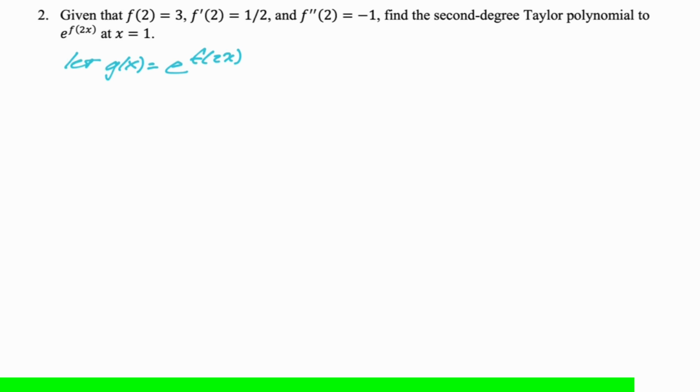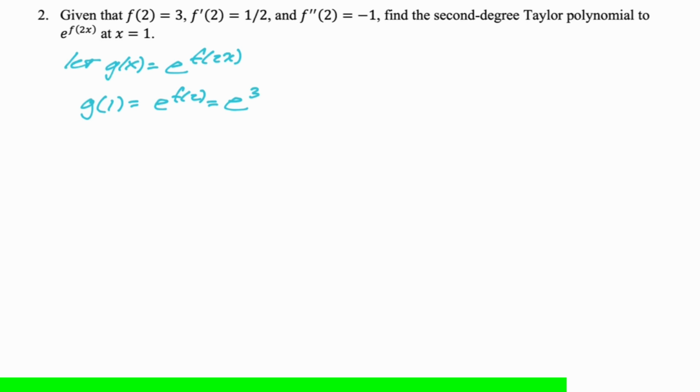So let g of x be e to the f of 2x. I need g of 1, g prime of 1, g double prime of 1. Those are the things we need, and then we'll just punch them into the formula. So g of 1, pretty easy to find. It's going to be e to the f of 2. F of 2 is 3, so that's e cubed.